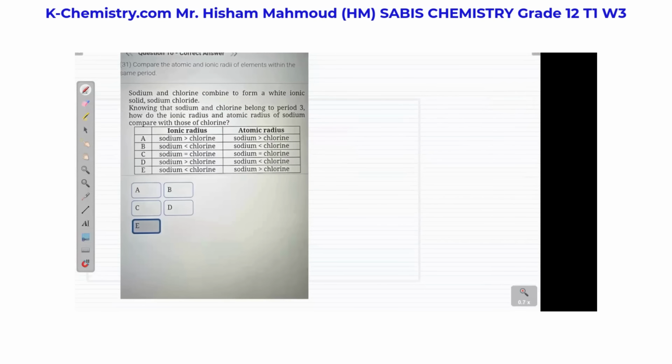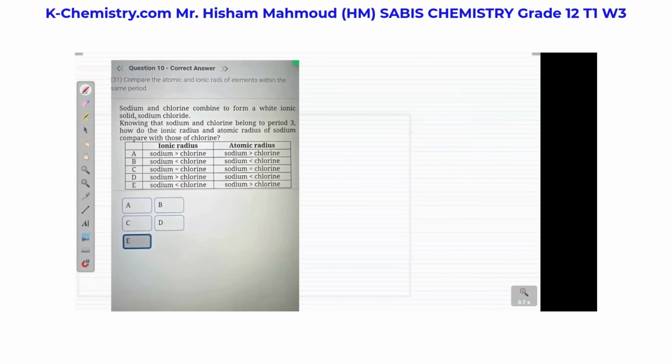So sodium and chlorine combine to form a white ionic sodium chloride. Knowing that the sodium and chlorine belong to period 3, how do the ionic radius and the atomic radius of sodium compare with those of chlorine? We just explained that when you go to the right, the radius is going to decrease. So this means that the sodium is bigger than the chlorine. Yes, sodium is bigger than the chlorine. This is the atomic radius.